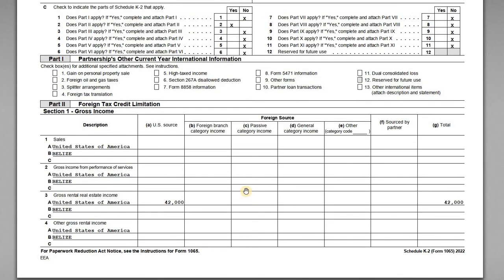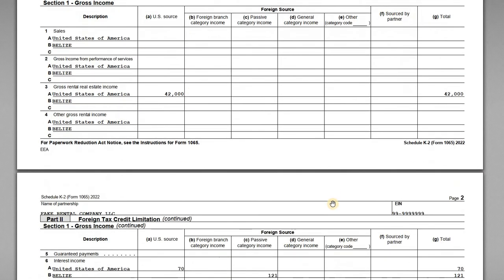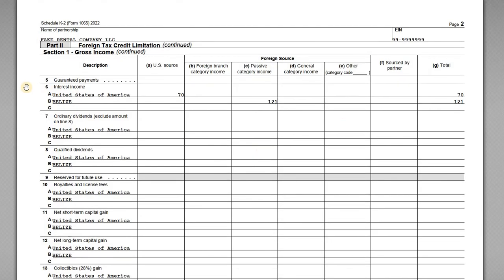So this is where we kind of separate out items of gross income and expenses and designate them by source, right? So you can see, for example, the gross rental real estate income from the U.S. source in column A, $42,000. And then down here on line 6, this is where we separate the interest. So interest income U.S. source, $70. And then interest income coming from Belize, which is foreign source passive category income, 121. And so this information can be useful for the partners just so they can see the sourcing.